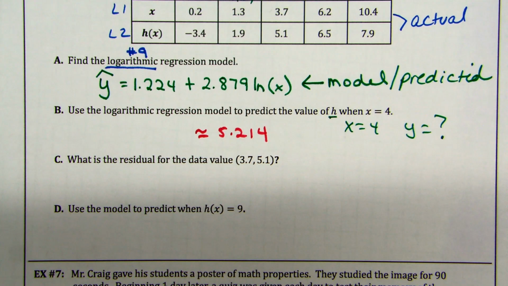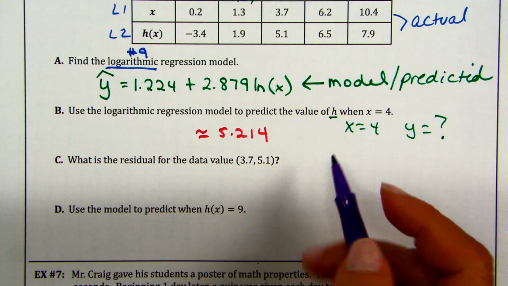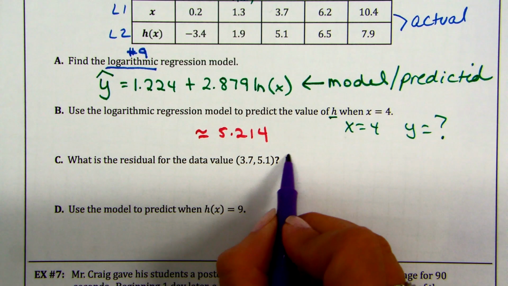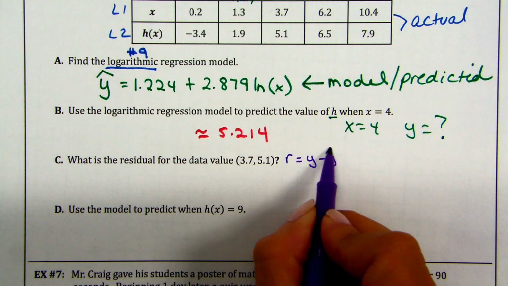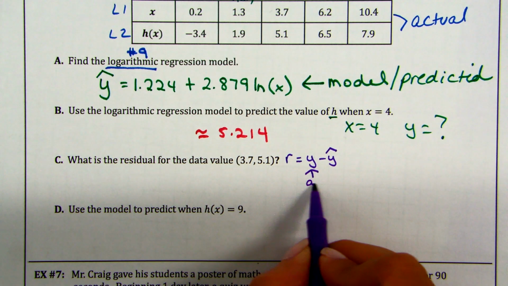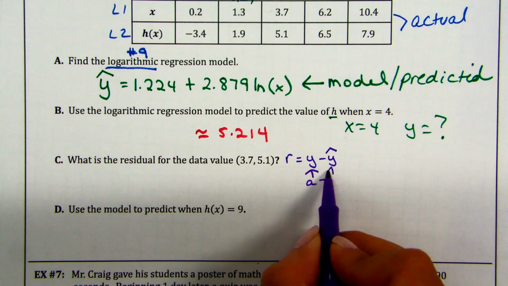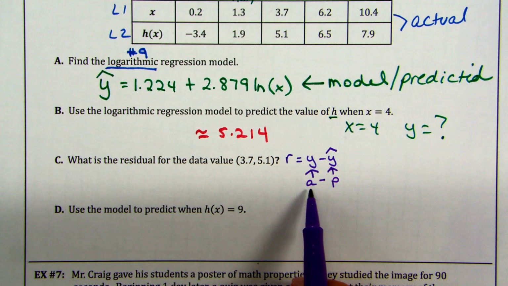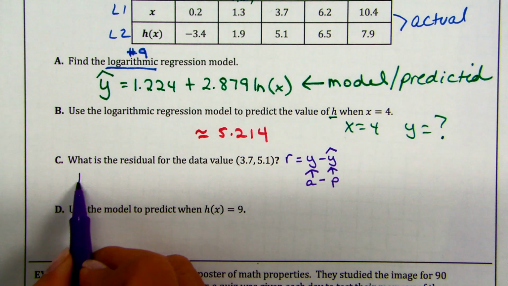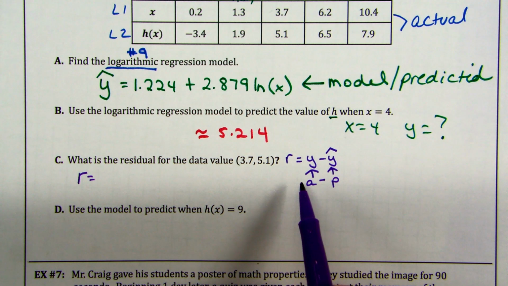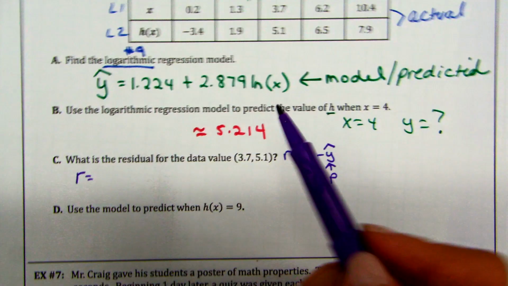We reviewed residual on Friday. This is a formula you need to know. R is your residual, which is y minus y hat. It's actual minus predicted. That's alphabetical order, if it helps you. Actual minus predicted.